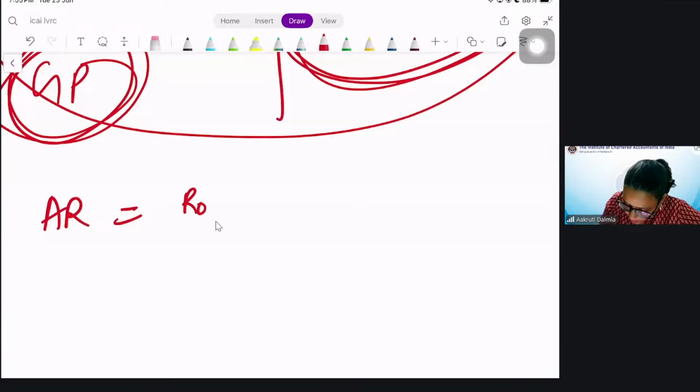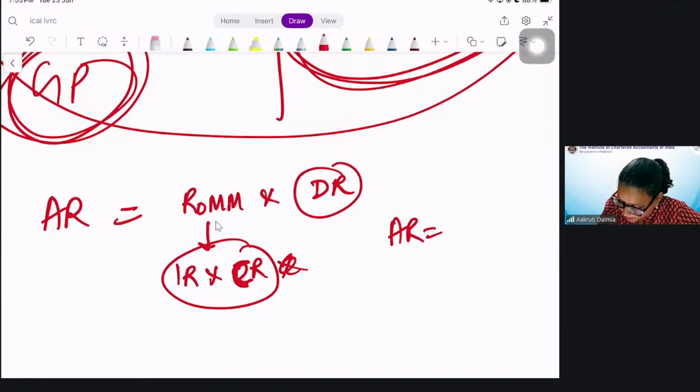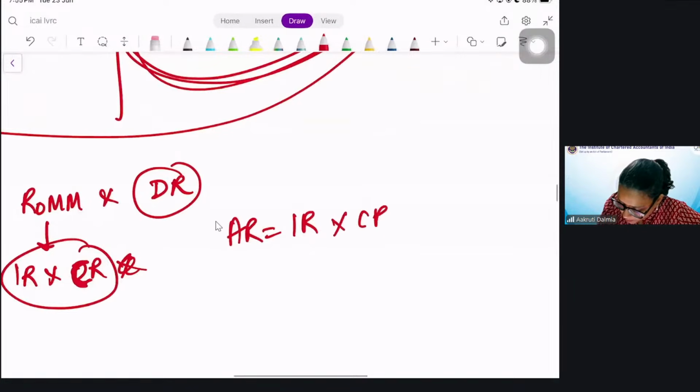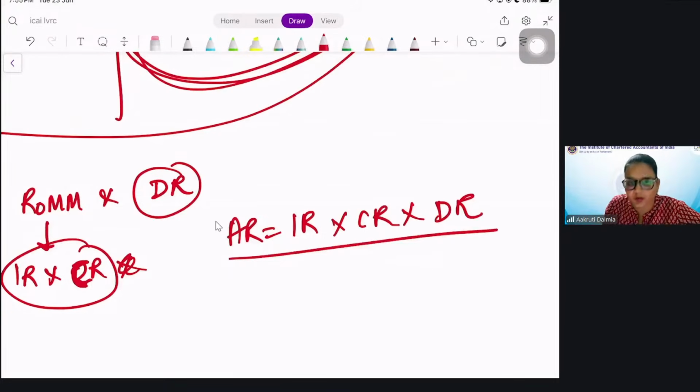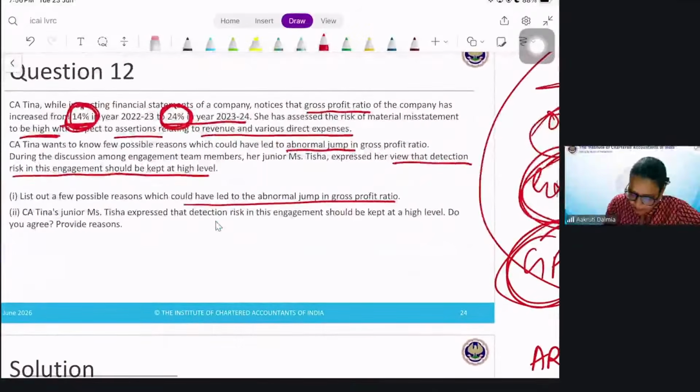Very good, Krish. ROMM into DR. What is included in ROMM? Very good, Gar. Inherent risk and control risk. Then this is ROMM. So total audit risk becomes inherent risk, control risk, and detection risk. This much you remember? Okay, good. Now what is the question? Tisha expressed that detection risk in this engagement should be kept at a high level. Do you agree? Provide reasons. Do you guys have any answer for this?